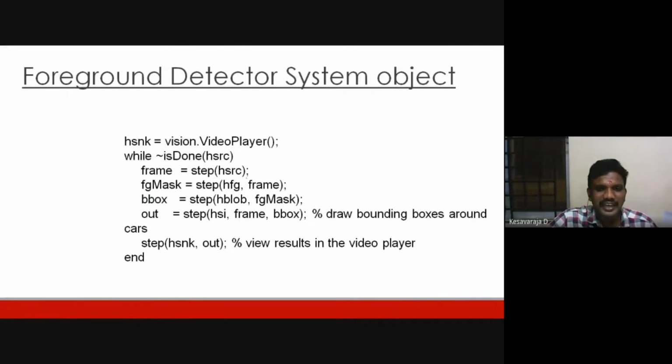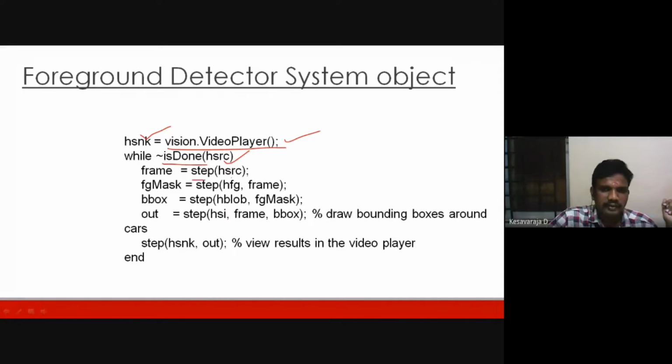Now just 3 lines of code. The video, vision.VideoPlayer. At last I am playing the video with the detected object. So HSNK equals vision.VideoPlayer. So I am creating 5 handlers. While not isDone of source, so till the end of the video, the video is played.